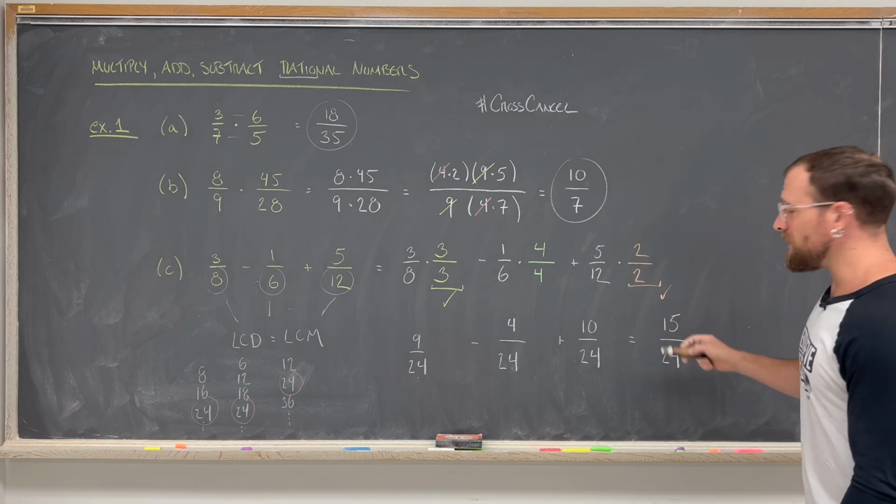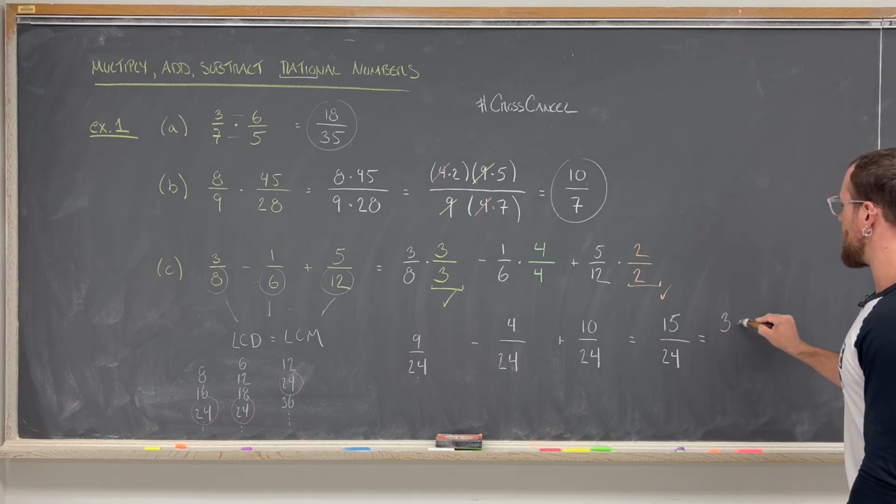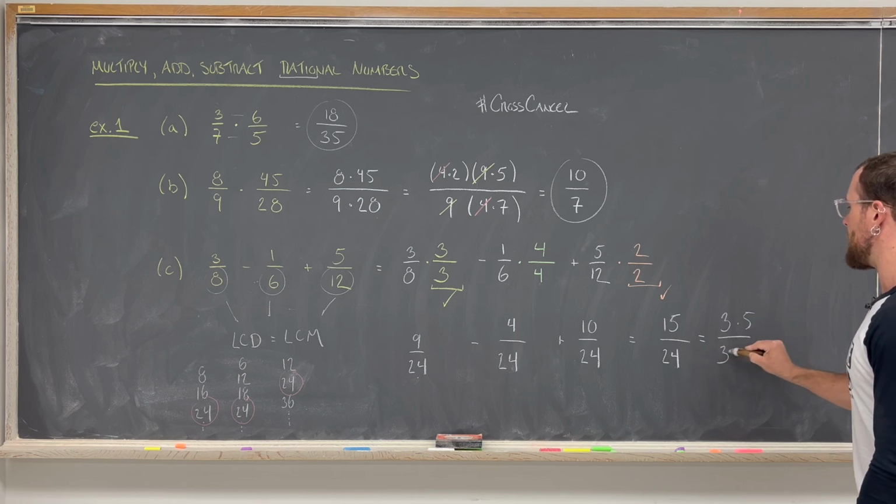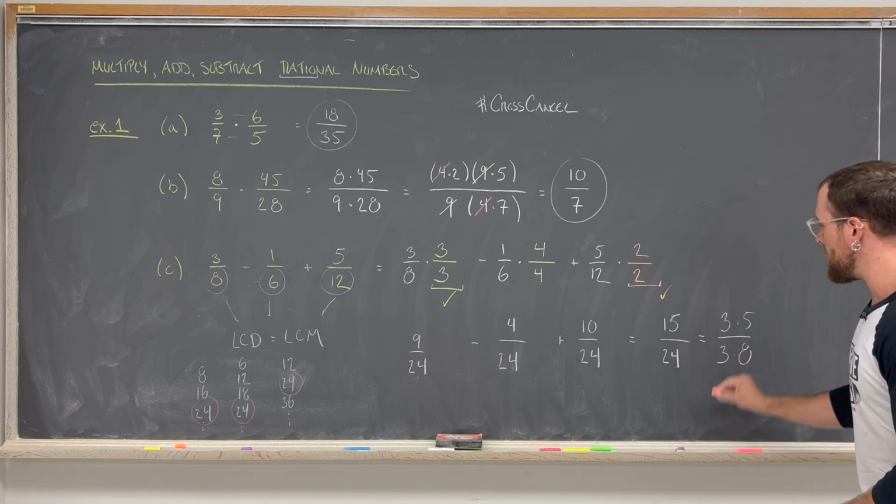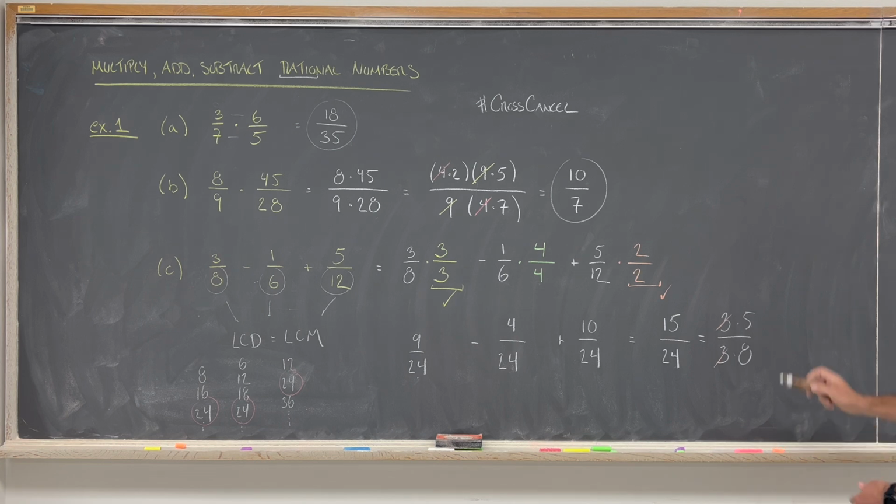And these are both multiples of 3. That's 3 times 5 divided by 3 times 8. And when you cancel these common factors, you're left with 5/8. My final answer.